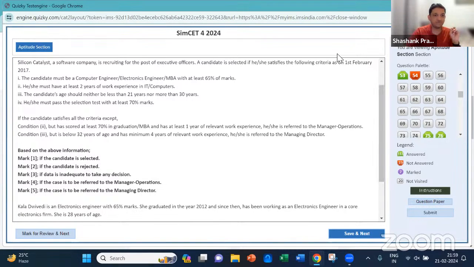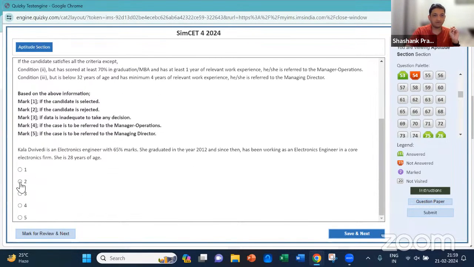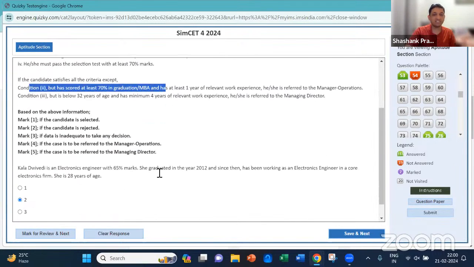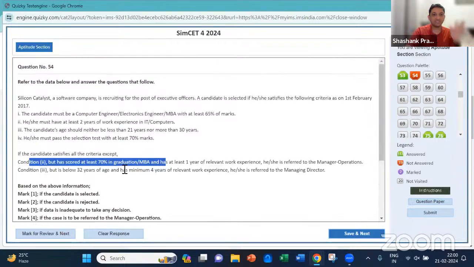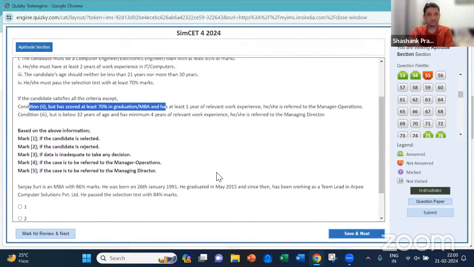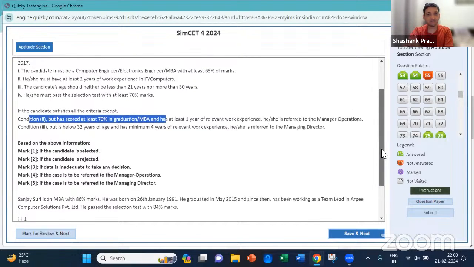Yeah, I think should be rejected. Because 2 is definitely not true. But 2 नहीं है तो 70% graduation होना चाहिए ना, but वो नहीं है. So 2 is definitely not true, तो उस पे ही out होगी. मतलब even if she has selection test नहीं है, doesn't matter. Is my assumption. Sanjay Suri is an MBA with 86% marks.